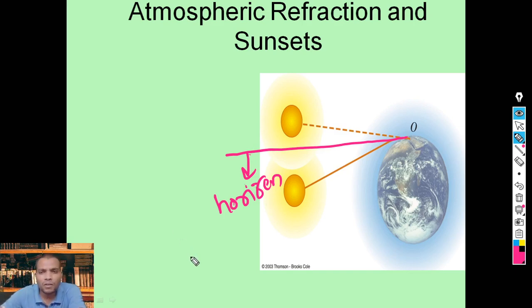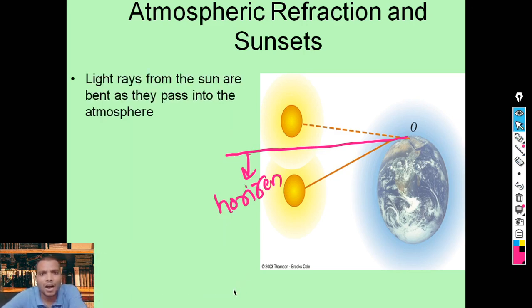Usually when the sun goes below the horizon, we say that sunset happens. Similarly, when the sun is above the horizon, we say that it is sunrise. Now, because of atmospheric refraction, what happens? We are able to see the sun even after the sunset.